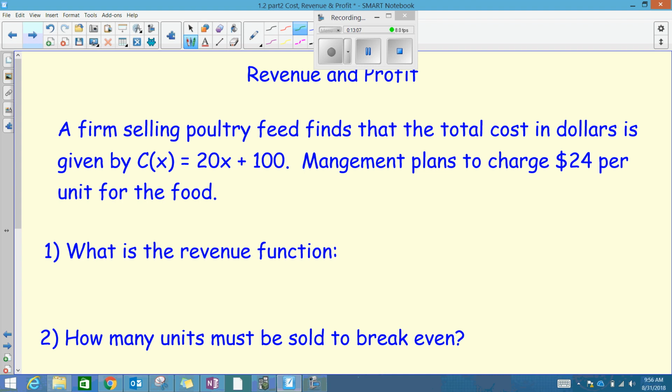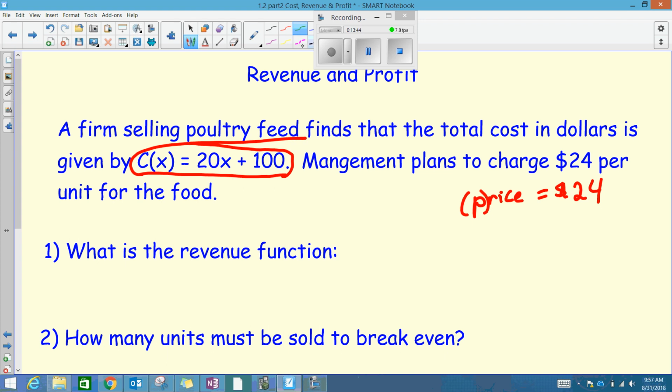Revenue and profit for poultry feed. A fascinating topic. A firm sells poultry feed, and the total cost in dollars is given by C(x) = 20x + 100. So we're given the cost function. We don't have to write it out like we did earlier. They give it to us. So we've got marginal cost of 20, fixed cost of 100, all in a nice equation. Management plans to charge $24 per unit for the food. So this $24 actually represents price. They're charging $24, so that's little p.